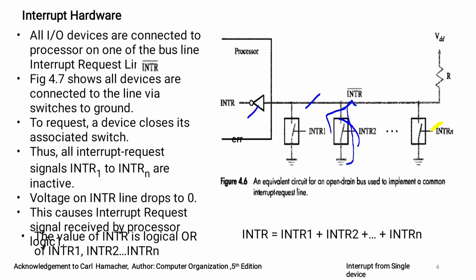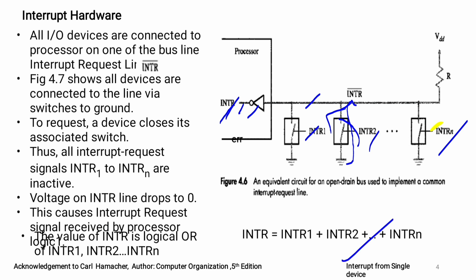Inside, the NOT gate makes that 0 into 1. So the processor gets a logic high signal on the INTR line here. That indicates that an IO device is requesting the processor. So the status of this INTR is the logical ORing of INTR1, INTR2, up to INTRN. That is what is indicated.